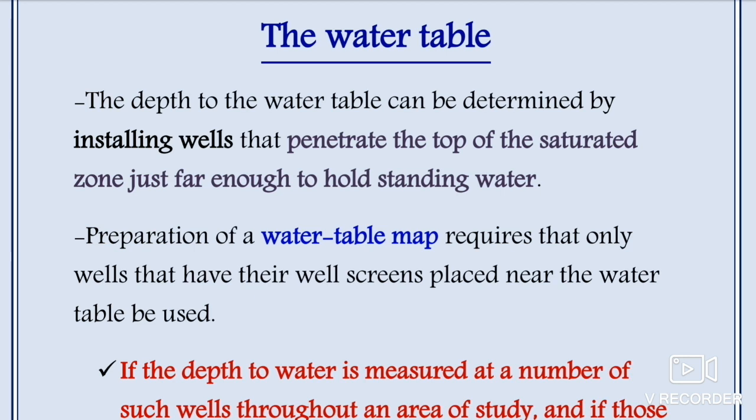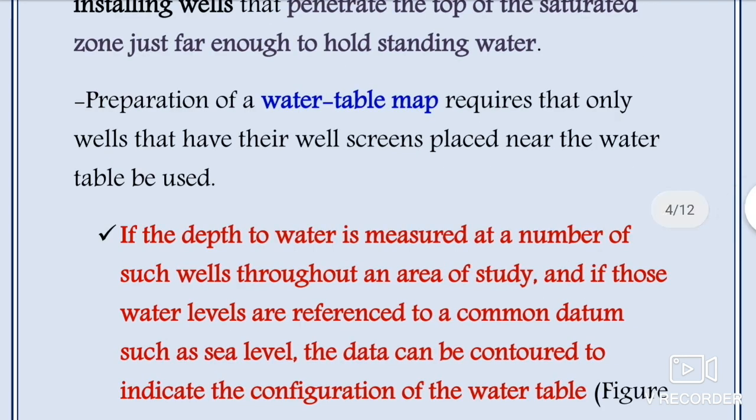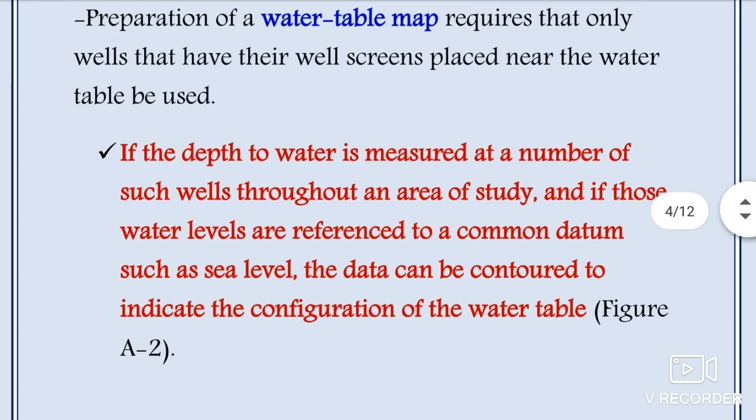And if we talk about the preparation of a water table map, it requires that only wells that have their well screen placed near the water table be used. If the depth to the water is measured at a number of such wells throughout the area of study, and if those water levels are referenced to a common datum surface such as sea level, then the data can be contoured to indicate the configuration of the water table.